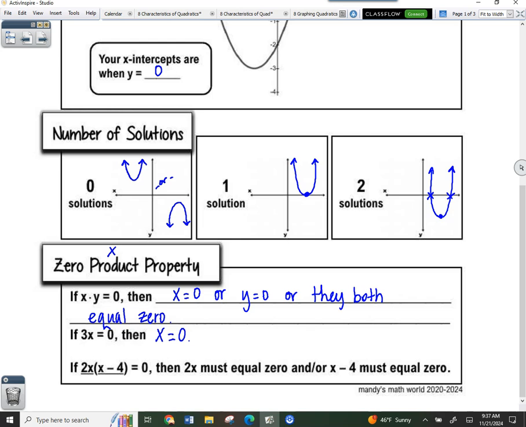All right, now look at this. This is ugly. What if it was 2x times x minus 4 equals 0, then 2x must equal 0, or x minus 4 must equal 0, or both. Remember what I said, it can be ugly, but if it's something times something equals 0, then this simple concept here still applies.